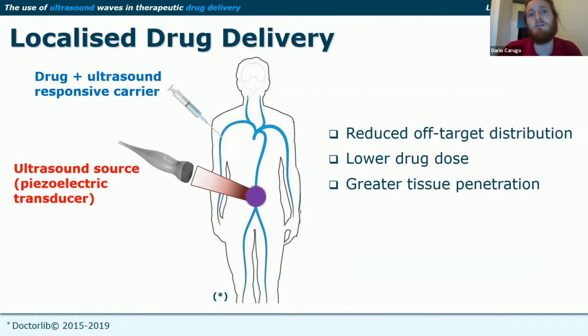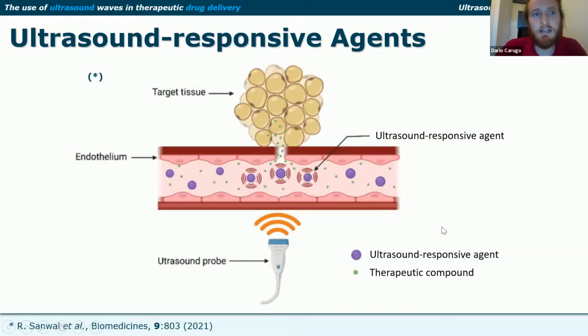So this way of localizing delivery allows us to reduce the off-target distribution of the drug, enables the use of lower drug doses potentially, and in addition to that, also allows for greater penetration of the drug within the tissue as opposed to a diffusion-based mechanism of delivering drugs. So the underlying hypothesis is that when we co-administer the drug, which is represented by these green dots here, together with ultrasound-responsive particles, which are in purple, upon activation of these particles, there will be some mechanical effects which promote penetration of the drug more distally within the target tissue.